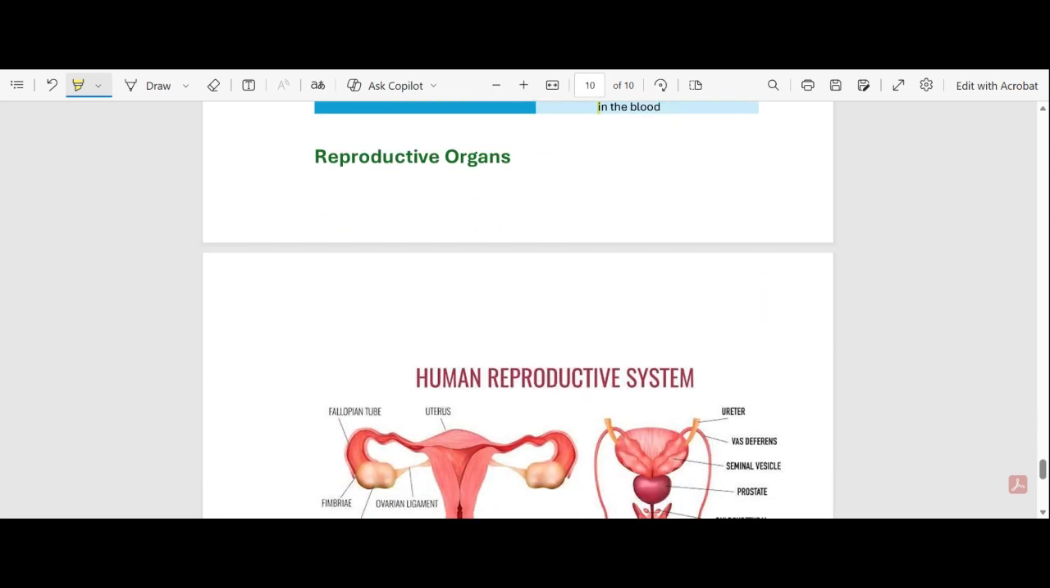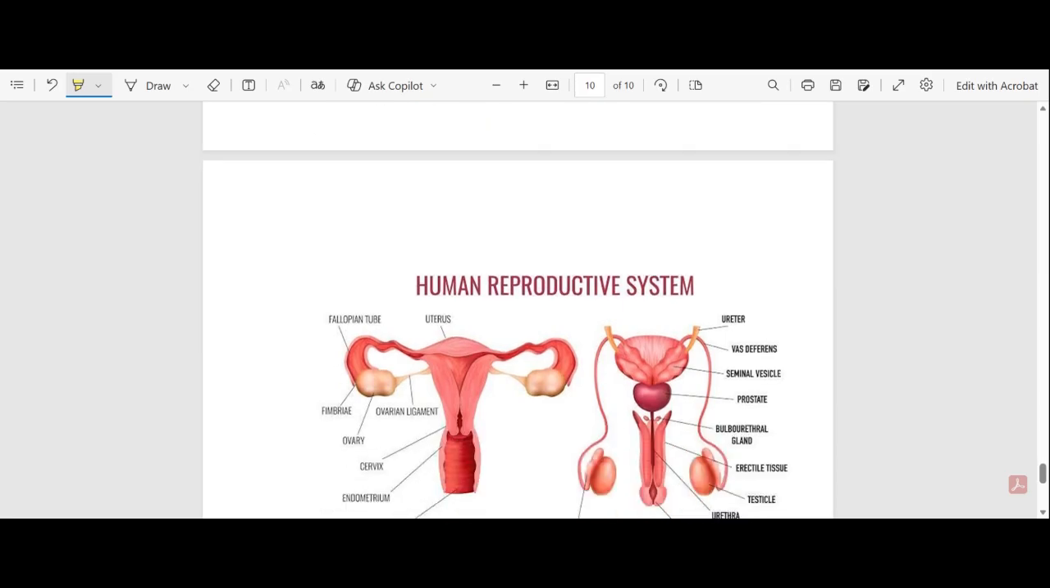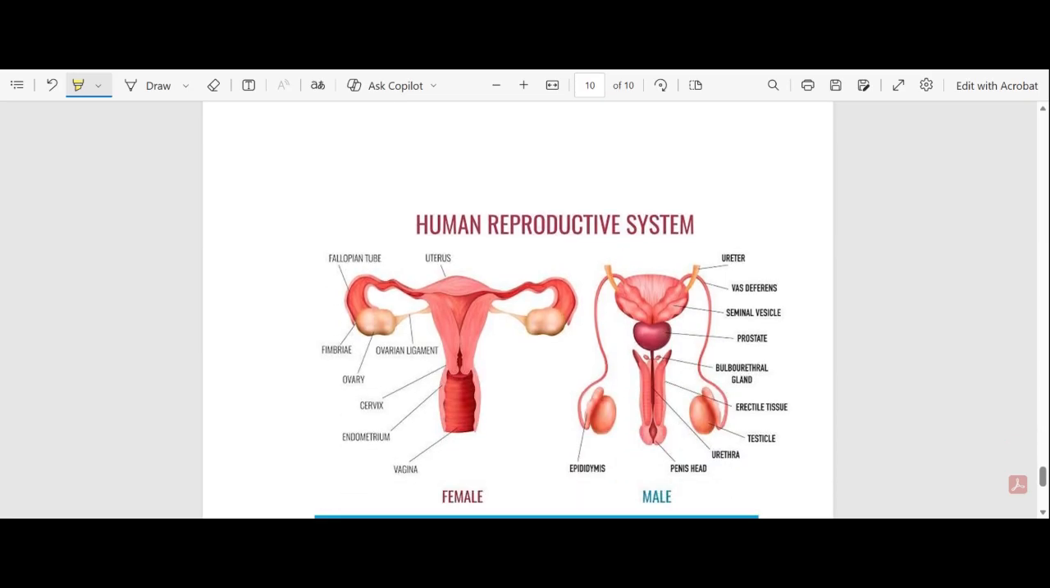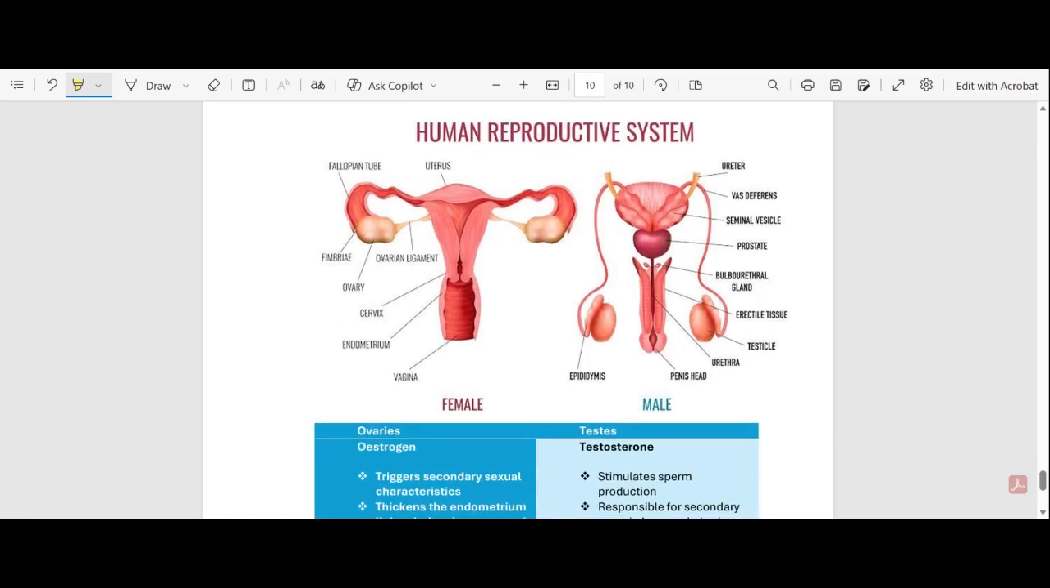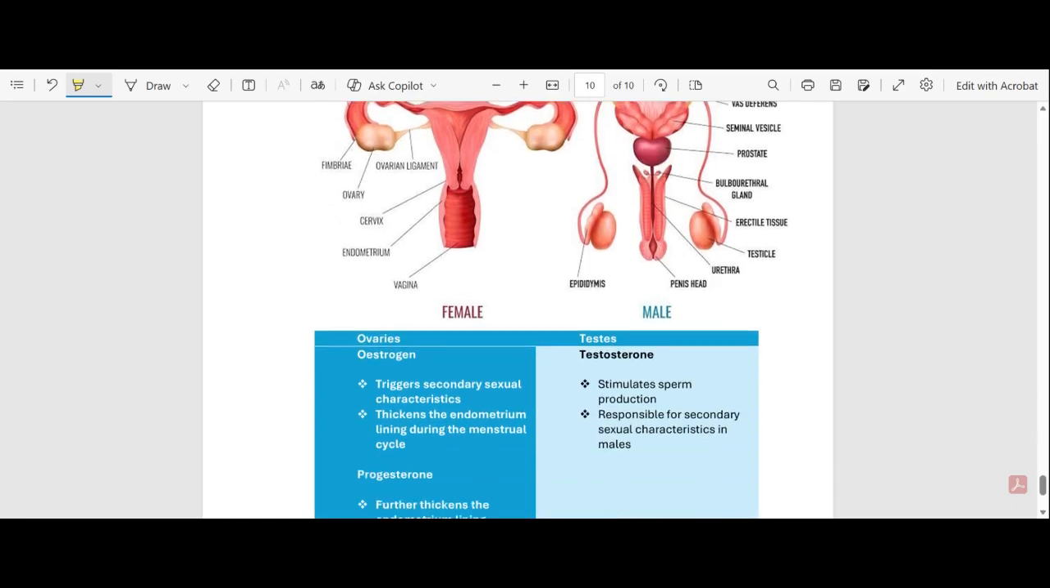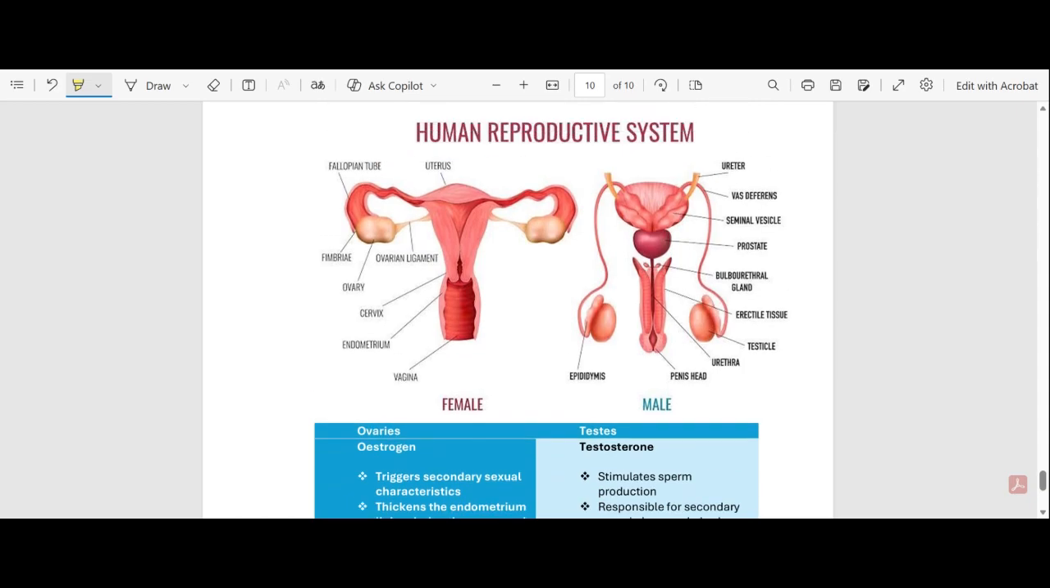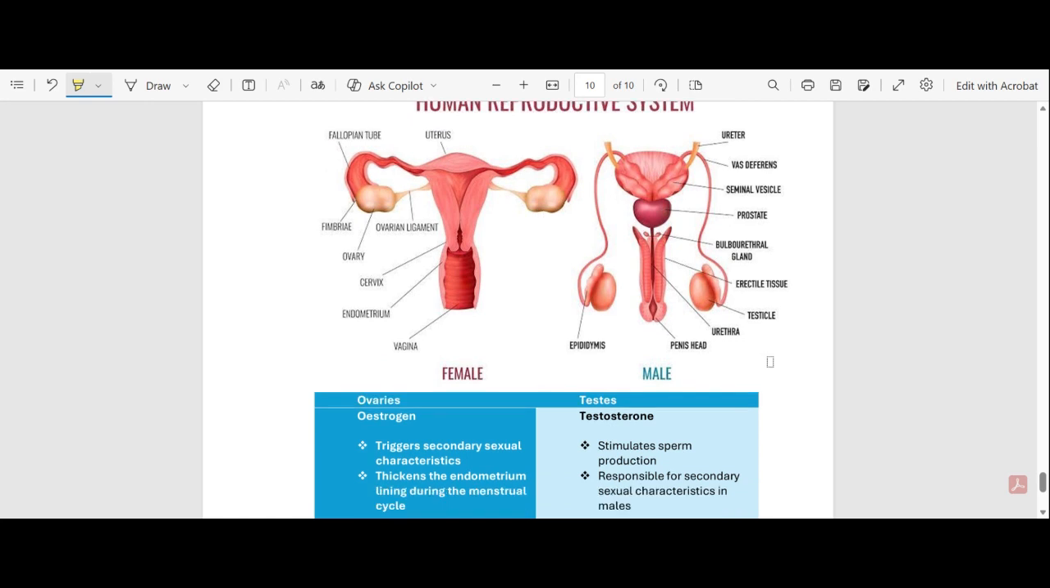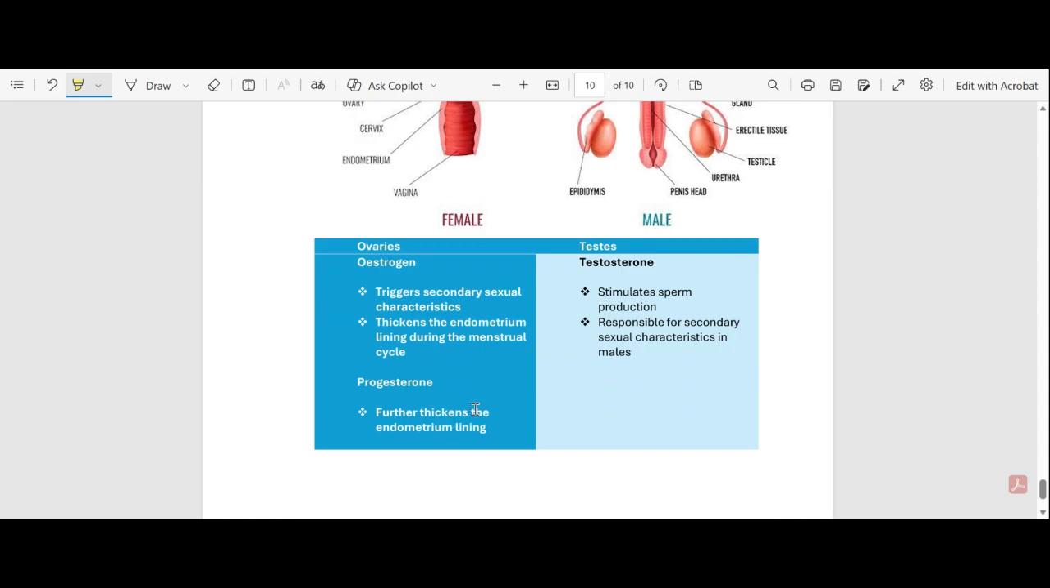Now let's go to reproductive organs. These ones are easy because we've already dealt with them in term one. So these are your reproductive organs, right? With regards to females, you have your ovaries. And with regards to males, you have your testes. Okay? Let's focus on the ovaries.